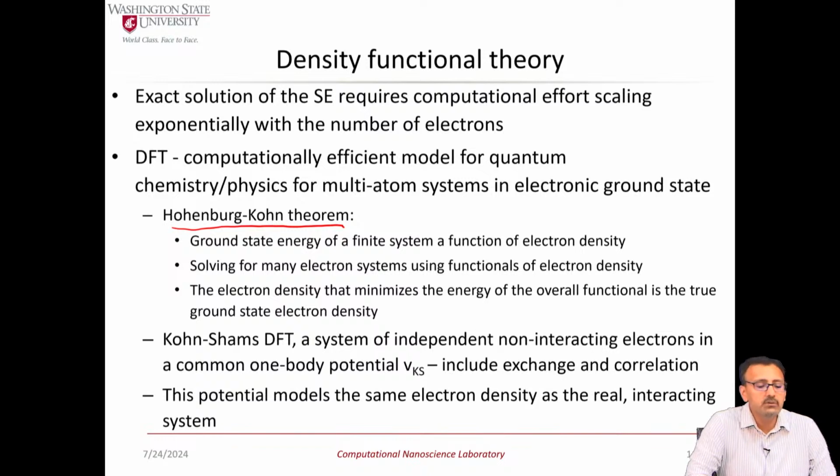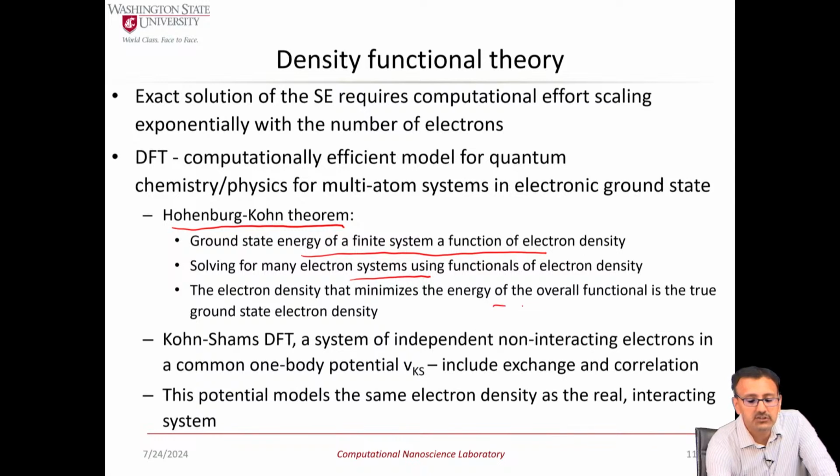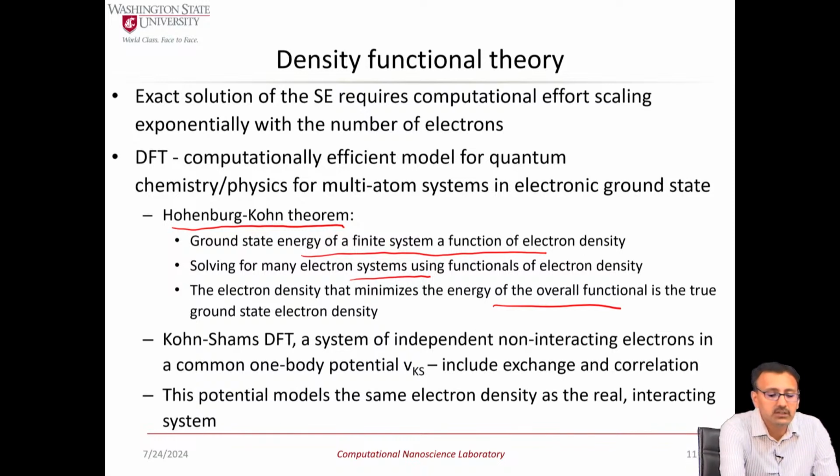The Hohenberg-Kohn theorem assumes that the ground state energy of a finite system is a function of the electron density. There are these postulates in the Hohenberg-Kohn theorem, and we can solve for many electron systems using functionals of what is called an electron density. So, that is how we can describe these systems, and the electron density that minimizes the energy of the overall function is the ground state electron density. Applying these principles and extending them through the Kohn-Sham theorem, density functional theory was developed.